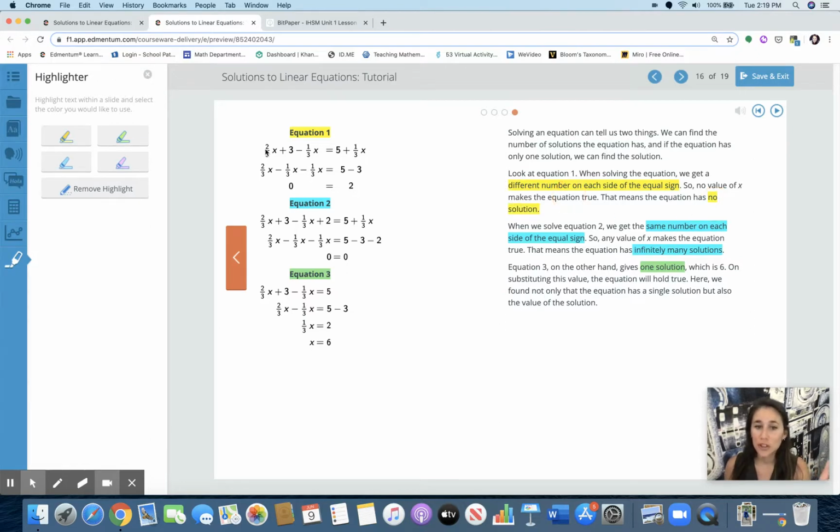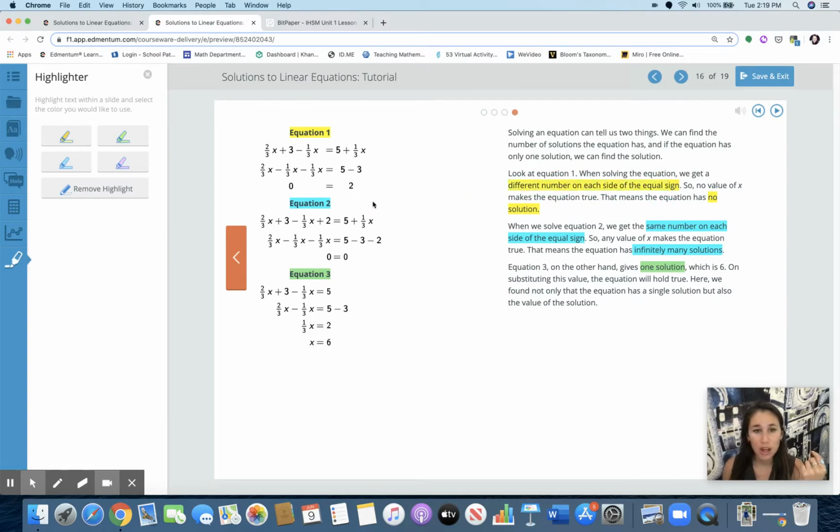So after you've worked through the whole problem, done opposite operations, combining like terms, all of that, you're going to have a different number on each side of the equal sign. So here we can see it's 0 equals 2. 0 is never going to equal 2. So in that case, no number is going to satisfy this equation. So there's going to be no solution. So that's how you're going to tell if it's no solution, is if you have one number equal to another number. But I liked how they worded it here, a different number on each side of the equal sign.